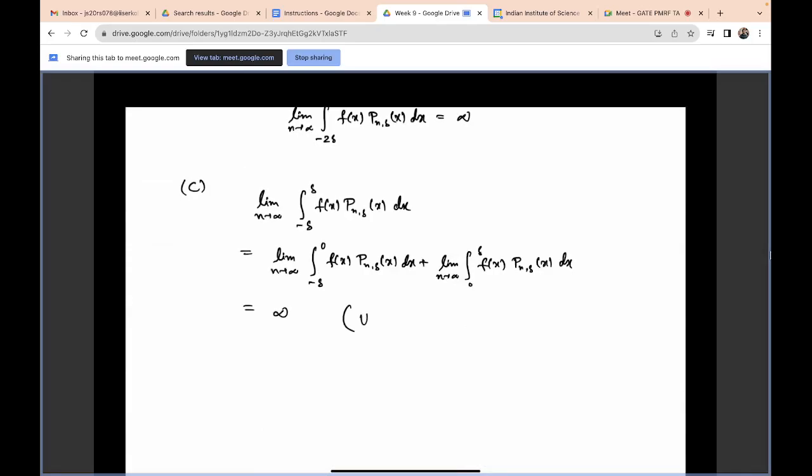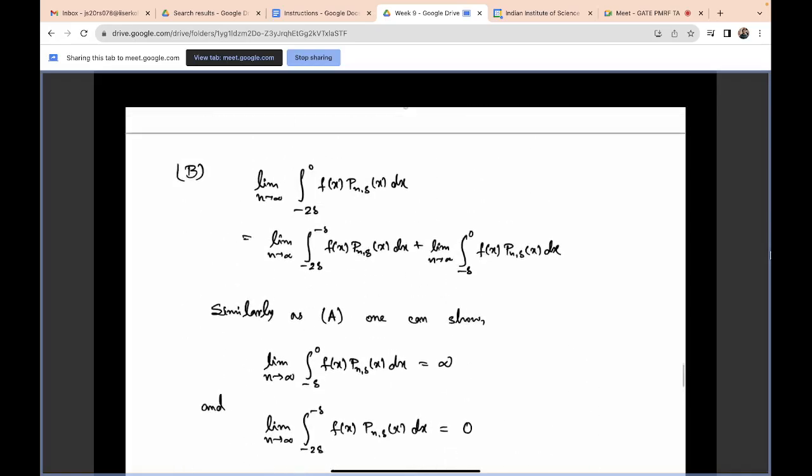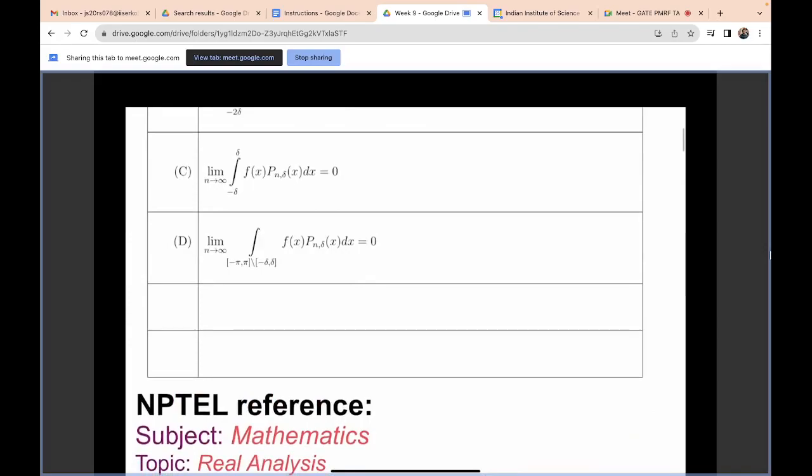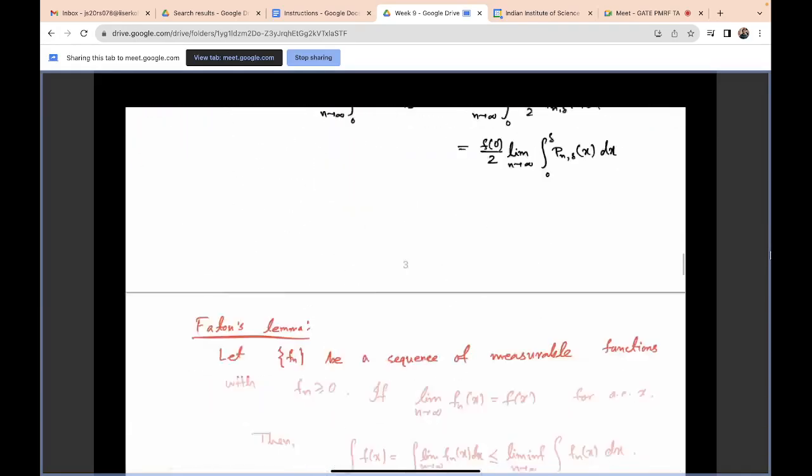So overall, using part A and part B, this again goes to infinity. So part C is also done. And what is option D saying? Option D is saying that limit n tends to infinity, integral from outside the interval minus delta to delta. So there we have to check the limit. You can deduce this from the earlier ones.